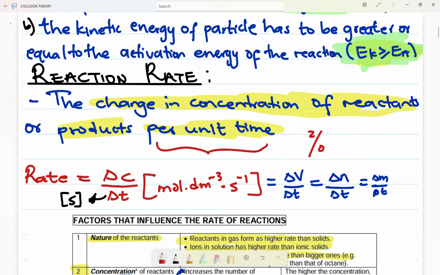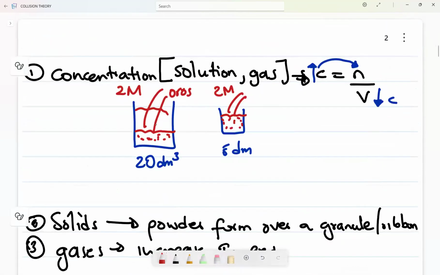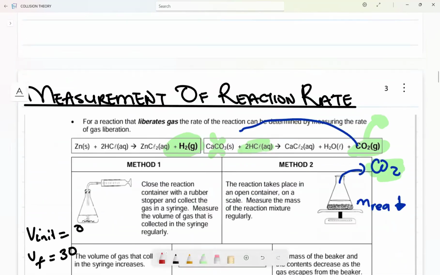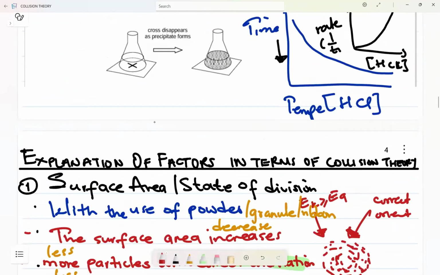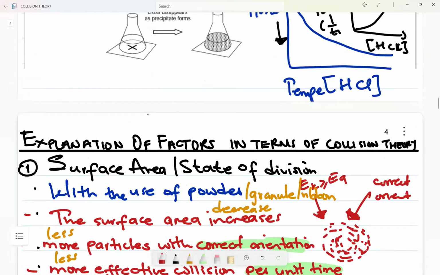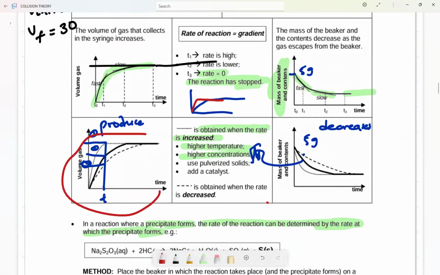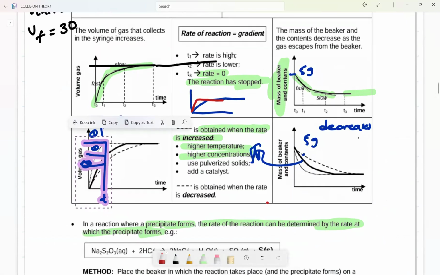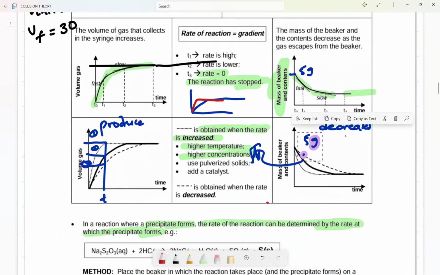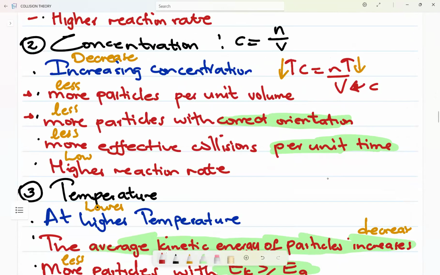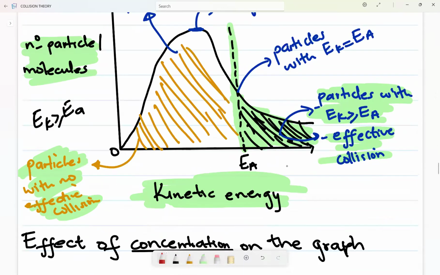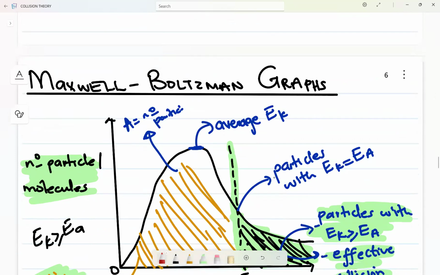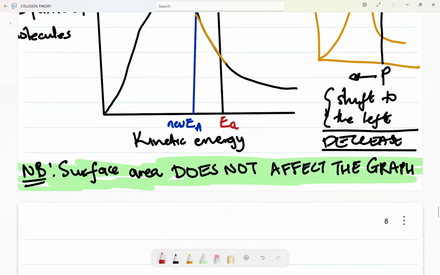Good. So thank you very much, folks. I hope you understood the concept that I tried to explain from the graphs to all. These are the graphs of the rate of reaction, okay? But the ones that I just did are the Maxwell-Boltzmann graph, okay?